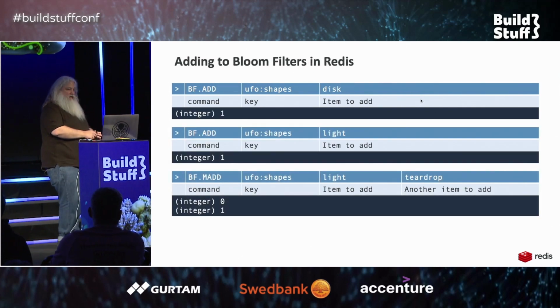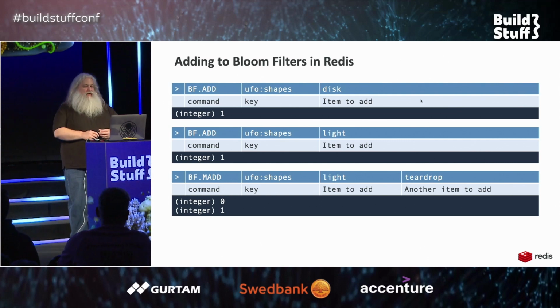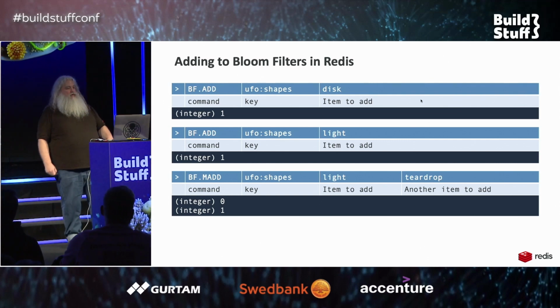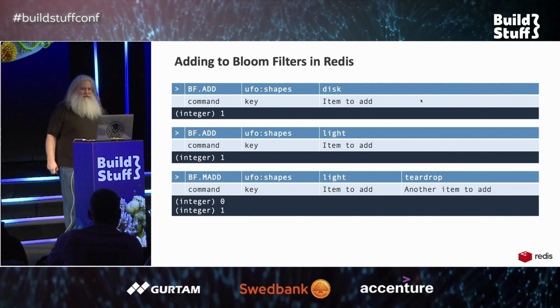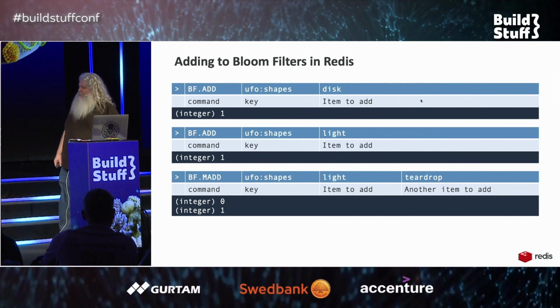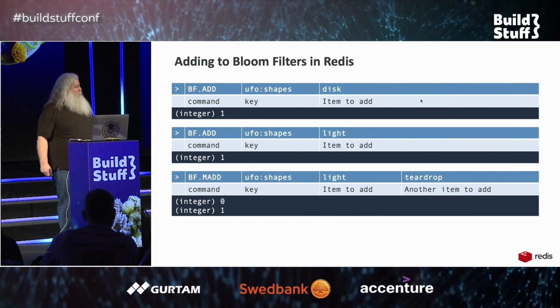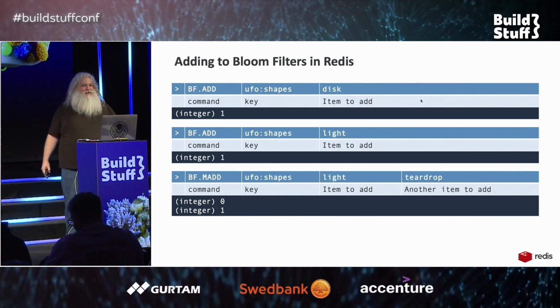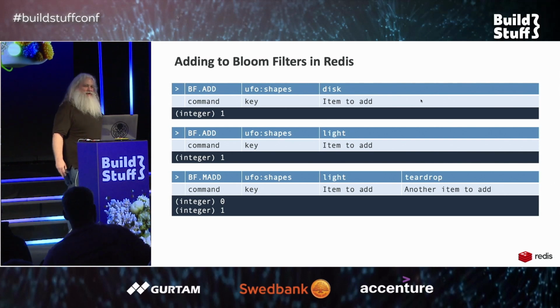There's the bf.add command, and you give it a key name and the thing you want to add. So here I've added disk and light. Or there's the bf.madd command, which always makes me laugh a little bit because that's actually an organization in the US, the Mothers Against Drunk Driving, which I think totally relates to the Megatron and the Bushes story.